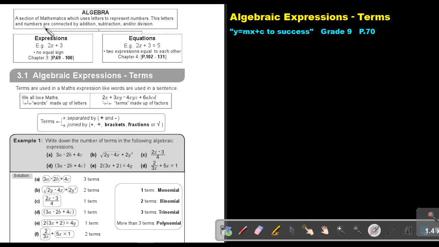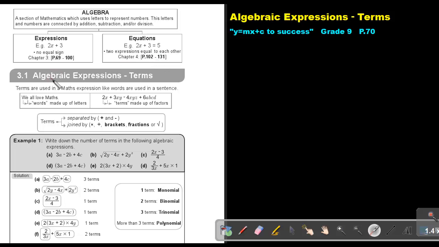These letters and numbers are connected by addition, subtraction, multiplication and or division. Expressions: 2x plus 3, there's not an equal sign. We are going to do this in this chapter. Equations: if you look at this, you will see there's an equal sign. So it's two expressions equal to each other. We are going to look at this in the next chapter.